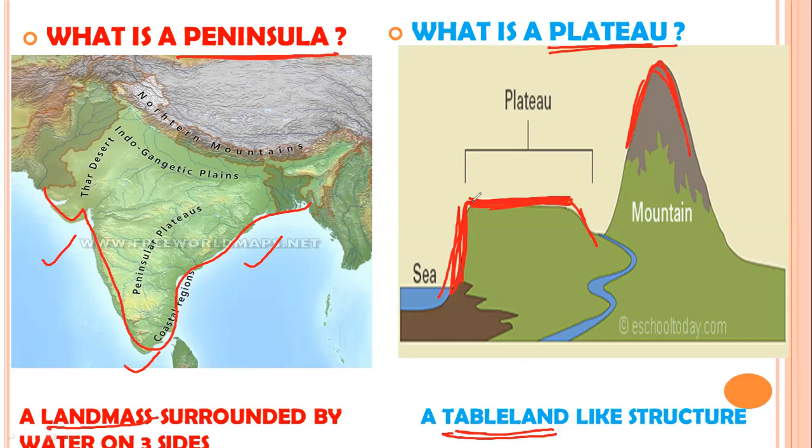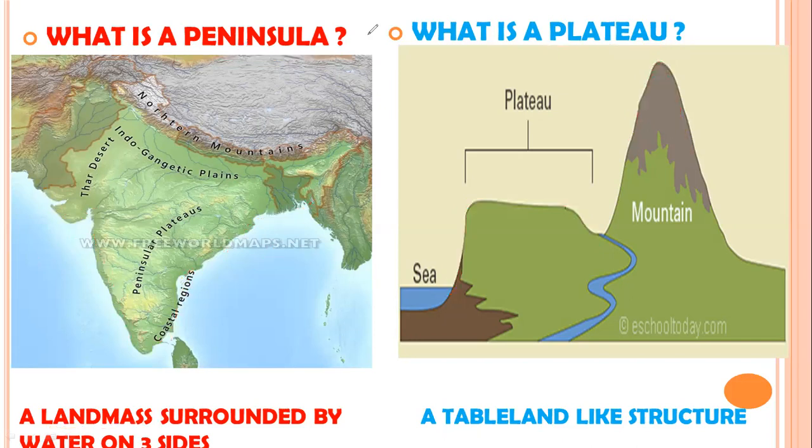So when we combine these two terms, Indian Peninsula Plateau means the raised surface of India that is surrounded by water on three sides. And it is concluded as Indian Peninsula Plateau.